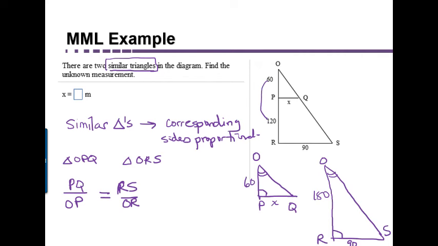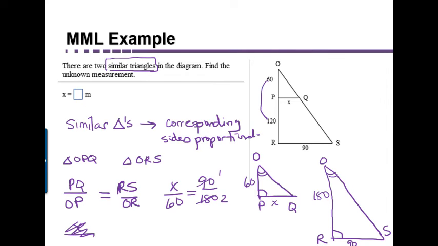All right, so let's fill in what we know. We know that we're calling the length of PQ, X. And then OP is 60. And then RS is 90. And OR is 180. Okay, so now if you want, before you start cross multiplying, you could reduce, because notice that 90 goes into 90 once and 90 goes into 180 twice.